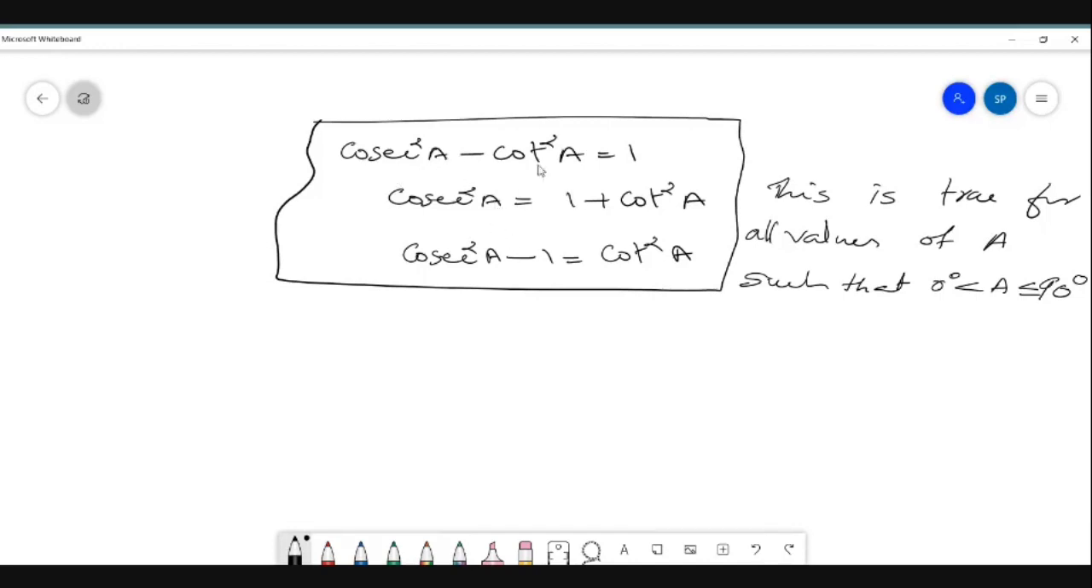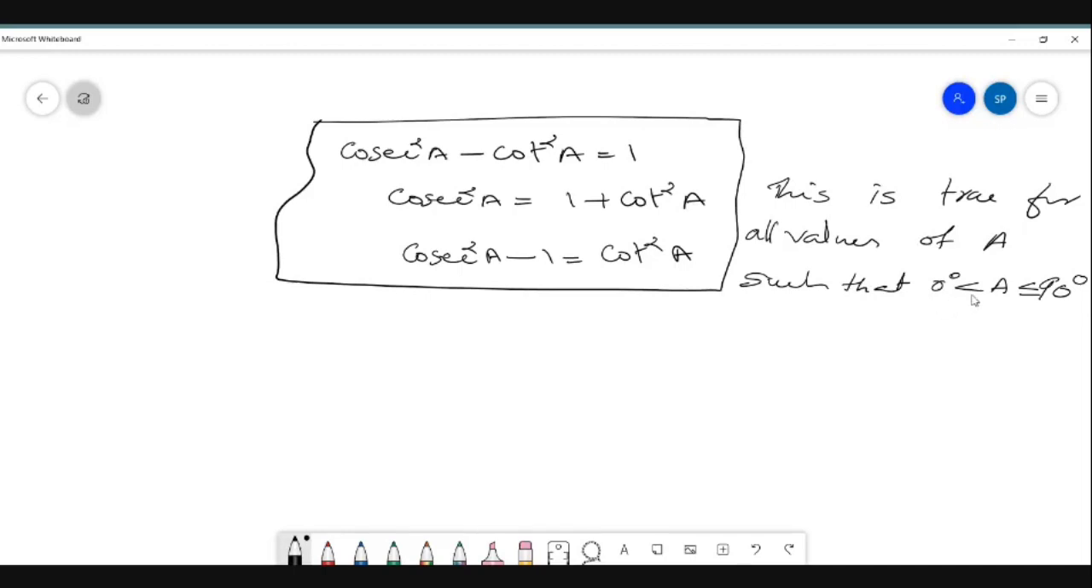Cosec square A equal to 1 plus cot square A. Cosec square A minus 1 equal to cot square A. Converting cosec square in terms of cot square and converting cot square in terms of cosec square. And this is true for all values of A such that 0 degree less than A less than or equal to 90 degree. That means this is true for all values except 0.